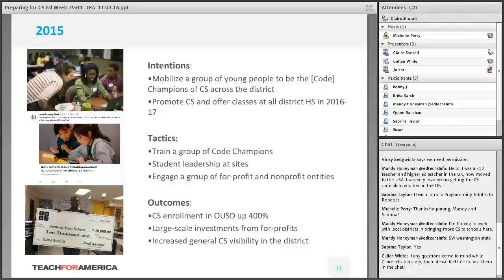We now have it in 12 of 16 high schools, and every single high school that participated has a class. So I can't see any clearer link, and I really credit CS Education Week for being that catalyst.